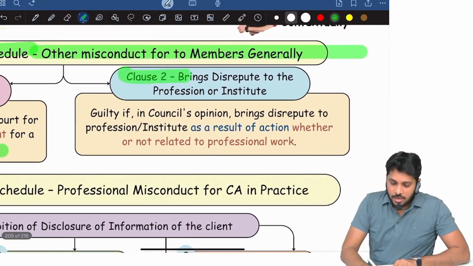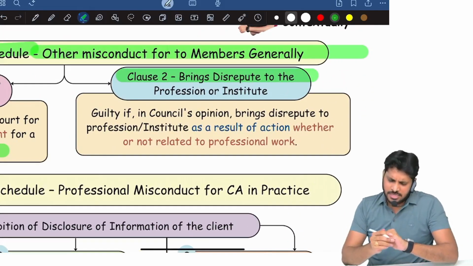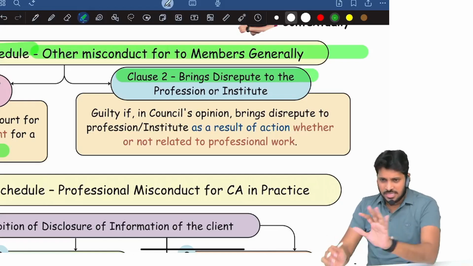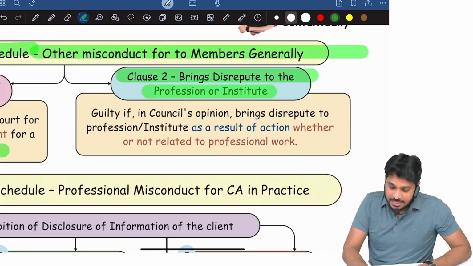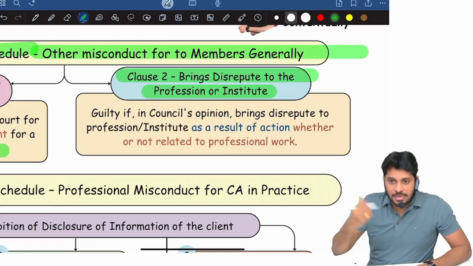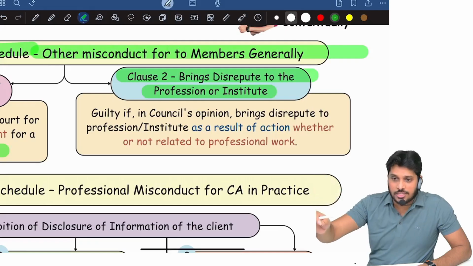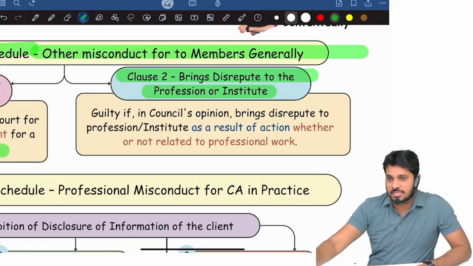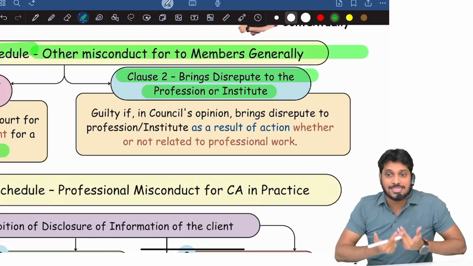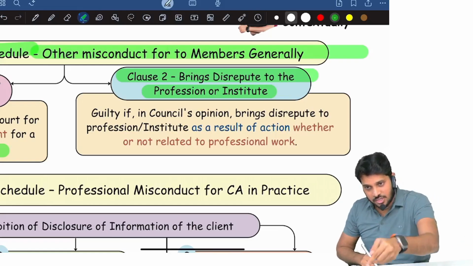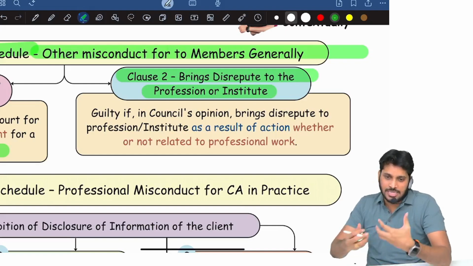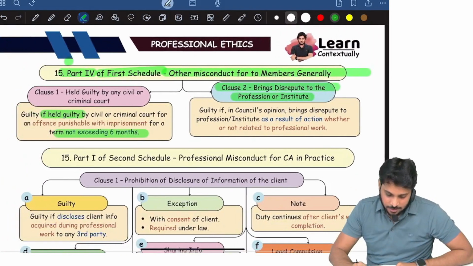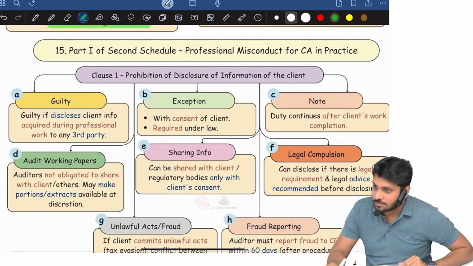Then clause number 2. Suppose a CA, whether in practice or otherwise, is a member of the institute. If he is doing some activity which brings disrepute to the profession or to the institute, then the institute will treat him as guilty under clause number 2, part number 4, other misconduct, even though the misconduct is not related to the profession, but your activity is causing disrepute to the profession. That's it. And next, are you clear?